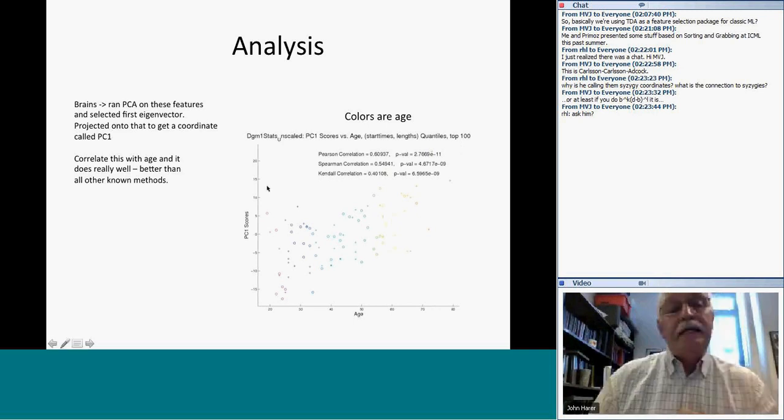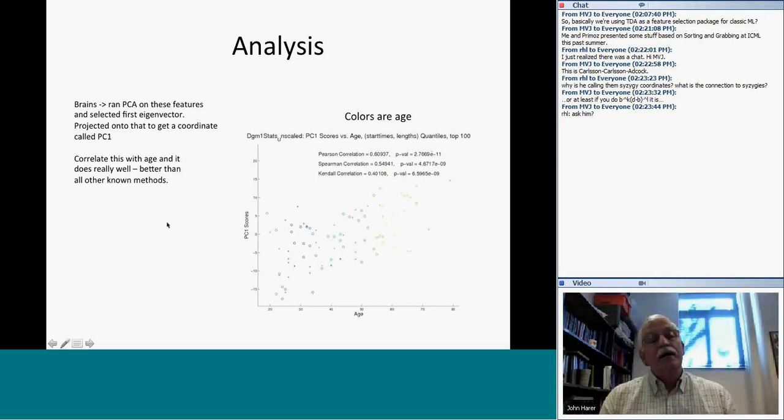To study this, as I said, they take brains, they then took these features, and they ran PCA on those features. So we're doing persistence on persistence here, right? You're using persistence to create the features. Now we want to find some sort of shape description, if you will, on the feature vectors. So they ran PCA on those, looked at the first eigenvector, the line that creates, projected each point onto that, got a coordinate that they called PC1, and then correlated that with age. And that's the graph that you see down below.